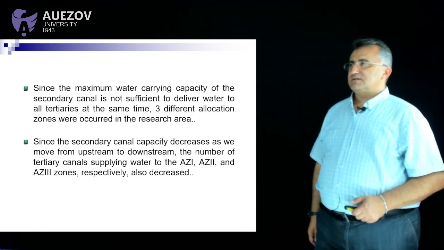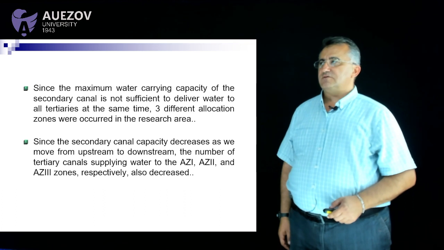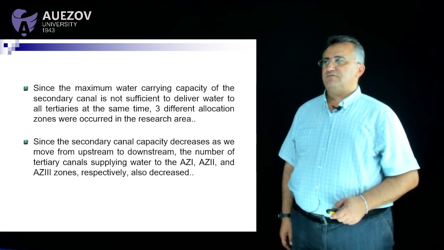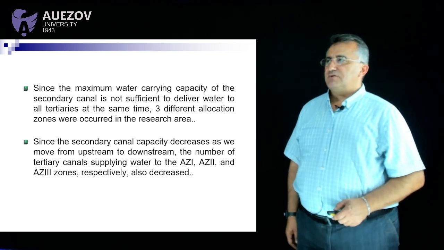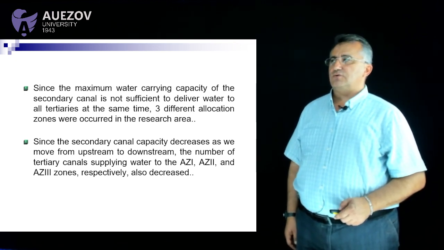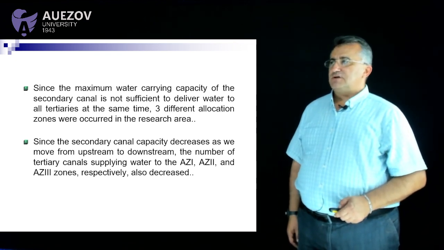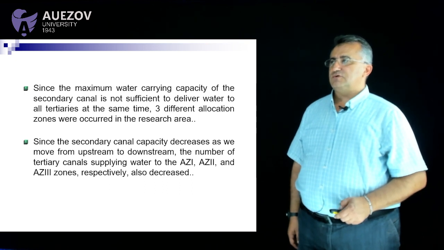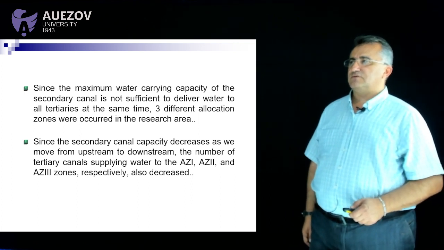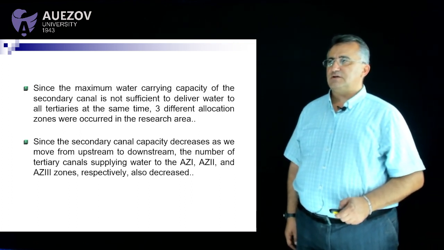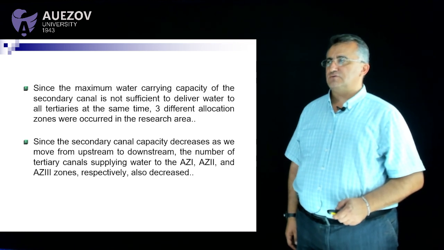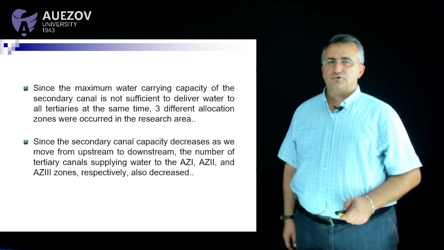Since the maximum water carrying capacity of the secondary canal is not sufficient to deliver water to all tertiaries at the same time, 3 different allocation zones occurred in the research area. Since the secondary canal capacity decreases as we move from upstream to downstream, the number of tertiary canals supplying water to allocation zone 1, allocation zone 2, and allocation zone 3, respectively, also decreased.